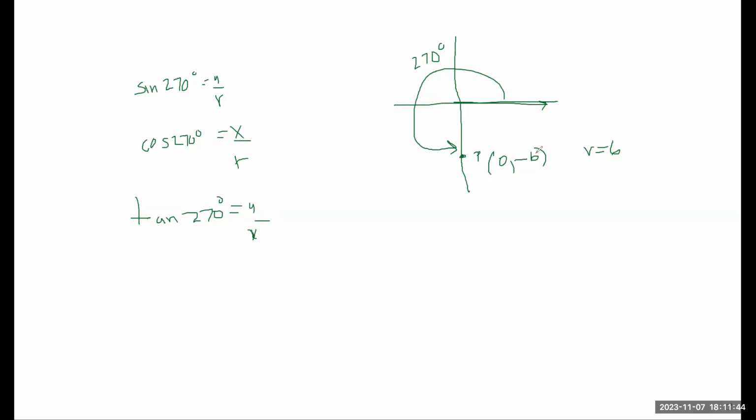So the y value in this case, at this point right here, is -6 over r, which is 6. So this reduces to -1. The cosine is the x over r, which is 0. And the tangent is the y over the x. Oh, that's not good. Why is that not good? Because you can't divide by 0, we say that's undefined. So the tangent of 270 degrees is said to be undefined.